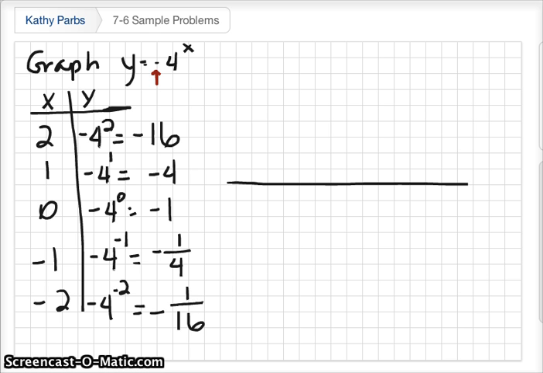And now let's graph this. So when x is a -1, we get a -1/4. When x is a -2, we get a -1/16. When x is 0, we get a -1. When x is 1, we get a -4. And when x is 2, we get a -16, which would be way down here.